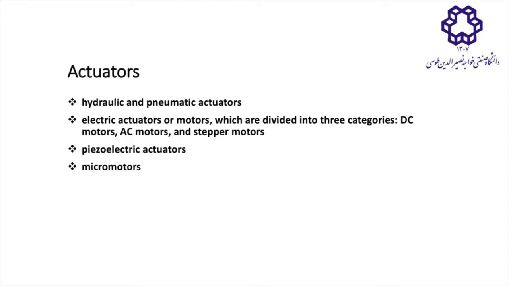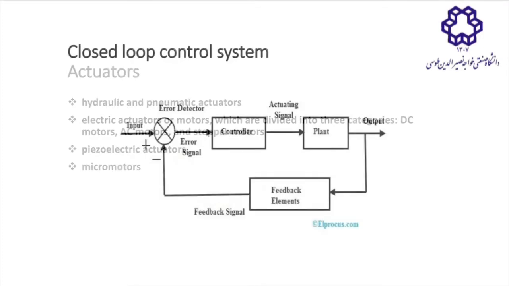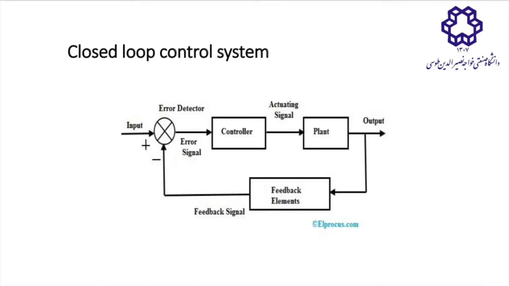Types of actuators include hydraulic and pneumatic actuators, electric actuators or motors, which are divided into three categories: DC motors, AC motors, and stepper motors, and piezoelectric actuators and micromotors. These actuators need a controller to follow the goal. The controller is actually like the brain of a robotic arm and executes the set of instructions we defined for the robot. The output of any system can be controlled by the control system because each element within the system has an effect on the output.